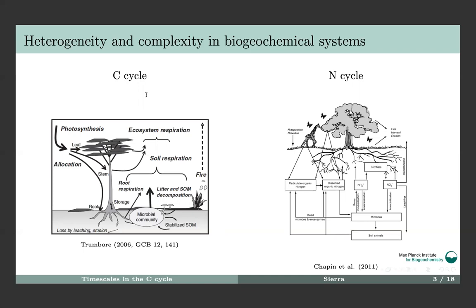For the carbon cycle, carbon will enter an ecosystem through photosynthesis. It will get allocated to different plant parts. It will go to the soils. It will get respired. And there will be a lot of complexity in an ecosystem that somehow has to be integrated in an ecosystem model. Models sometimes are very simple and sometimes very complex. They introduce many different processes or, in some cases, very simple processes. The same for the nitrogen cycle.